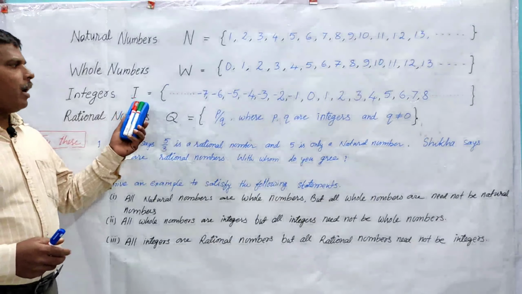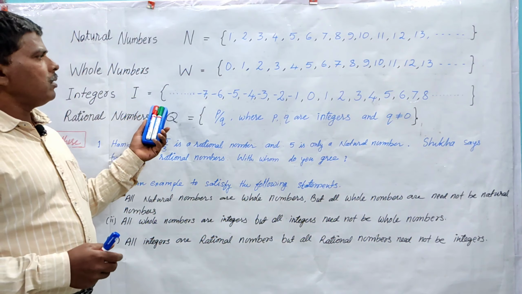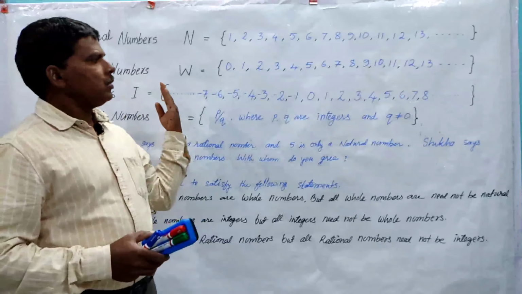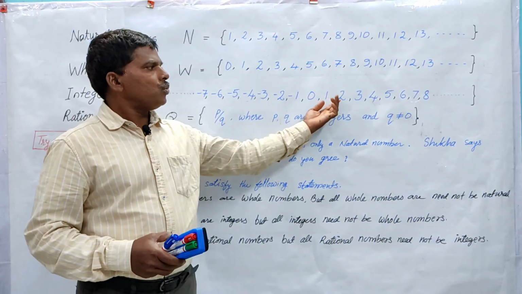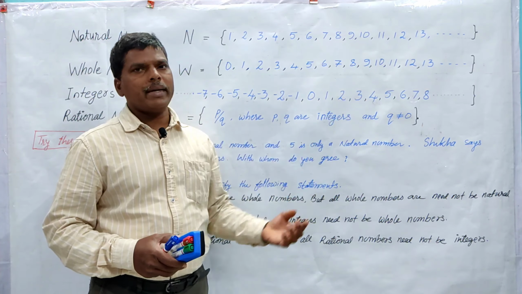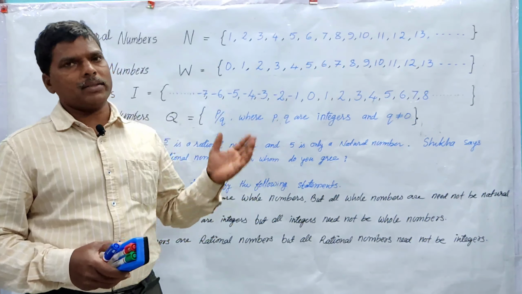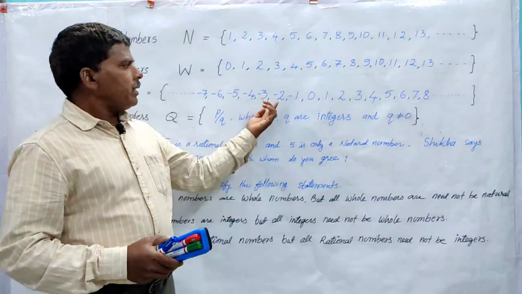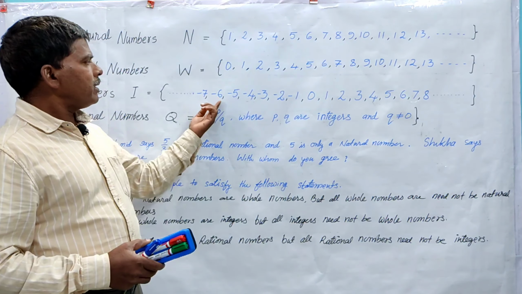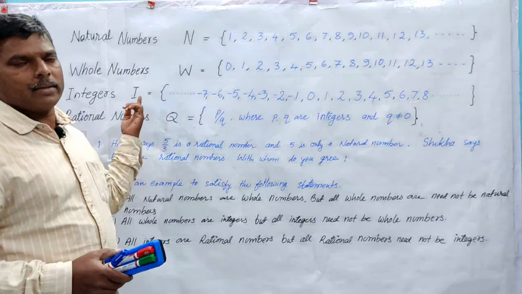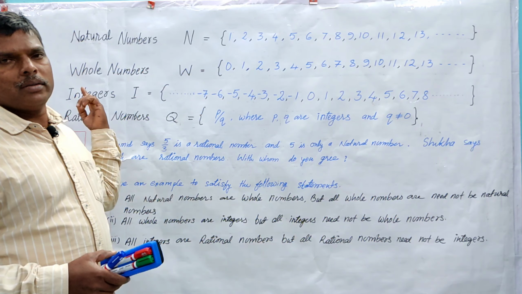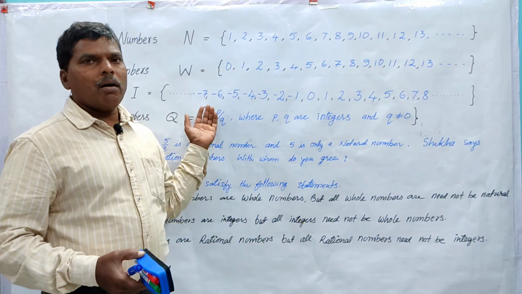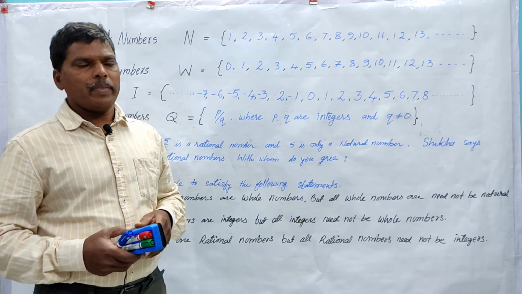And similarly, integers are denoted by I, and these numbers are 0, positive numbers and negative numbers. What are positive numbers? 1, 2, 3, 4, 5, 6, 7, 8, 9, 10, 11, 12, 13 and so on. And similarly on the left side, minus 1, minus 2, minus 3, minus 4, minus 5, minus 6, minus 7, minus 8, minus 9 like that. So 0, positive numbers and negative numbers all together are integers.